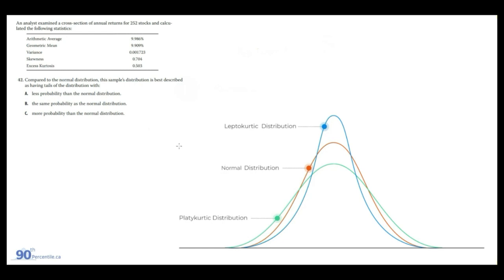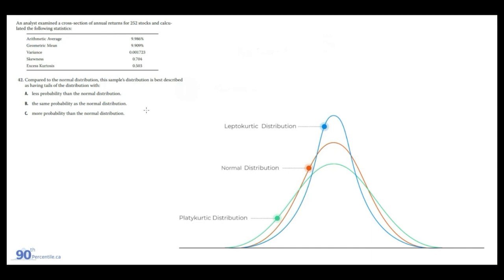For this question, I took a picture off the internet just because I thought I could. This picture draws it a little bit cleaner than I could. I don't want to have any misunderstandings here. But anyway, we're talking about the same chart, and now we have the question: compared to the normal distribution, the sample's distribution is best described as having tails of the distribution with less probability than the normal distribution, the same probability, more probability than the normal distribution.